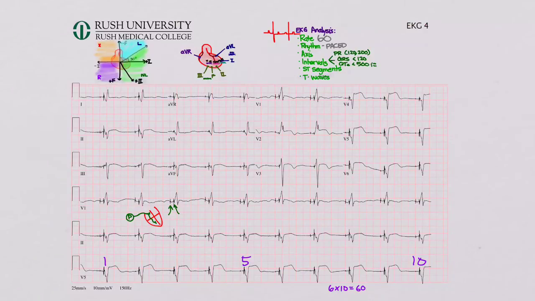Now let's look at the axis. aVF is negative and lead 1 is positive. So if aVF is negative and 1 is positive, we're in this upper quadrant, so we've got to look at lead 2, and 2 is negative.